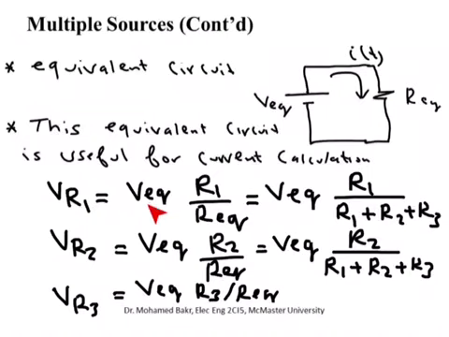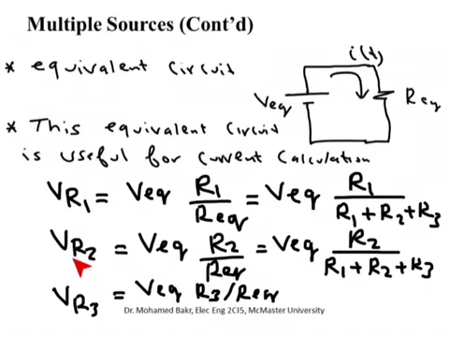We agreed that V equivalent over R equivalent will give you the current. So this is the current I. When you multiply the current I by R1, you get the voltage VR1. Okay? Now, the ratio of the voltage given to R1 will be equal to this ratio here of V equivalent. Okay, so the percentage of the voltage across the resistance R1 is equal to R1 divided by R1 plus R2 plus R3.